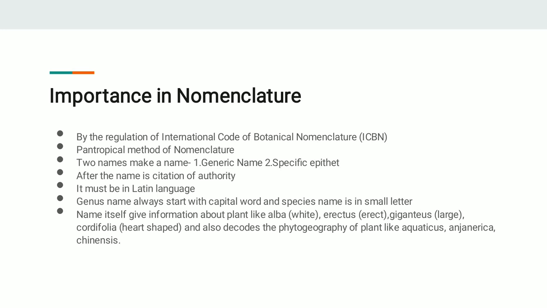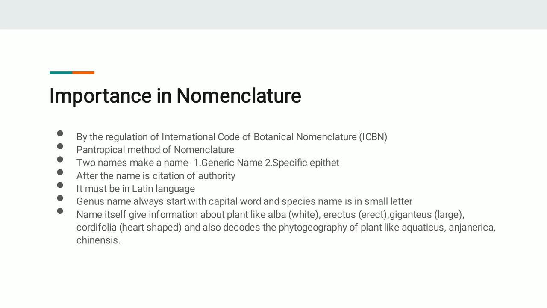So the name itself gives information about a plant, like alba. The name of the plant, whether genus name or species name, itself depicts what the plant is all about. Just like alba. Alba means white. Erectus means growing erect. Gigantus means large in size. Then cordifolia, as you know, cordate means heart shape. The leaves are heart shaped.